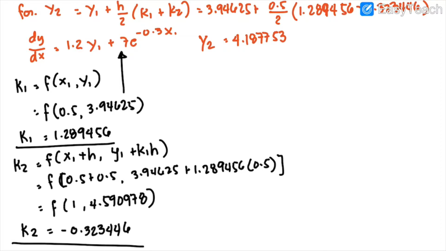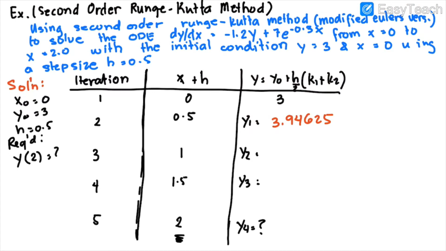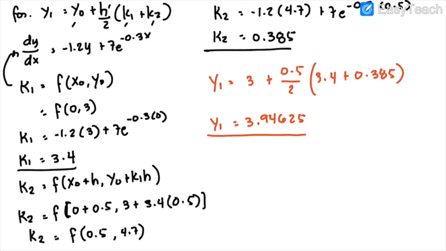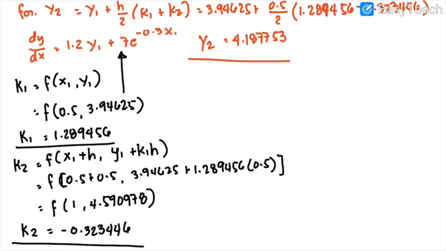4.187753. So we can now immediately use that y2 in our table. 4.187753. Okay. So, continuation, solve naman natin si y3. So, for the value of y3, that is equal to y2 plus the step size over 2 times k1 plus k2.